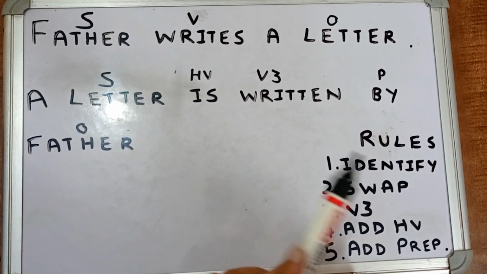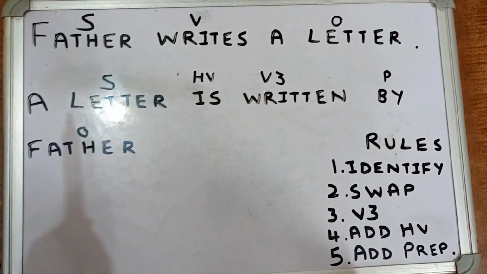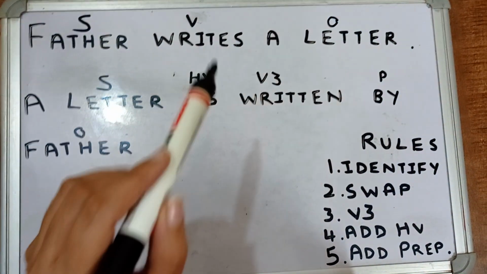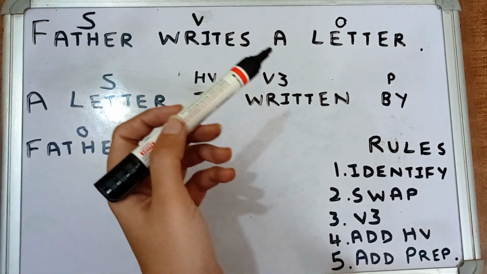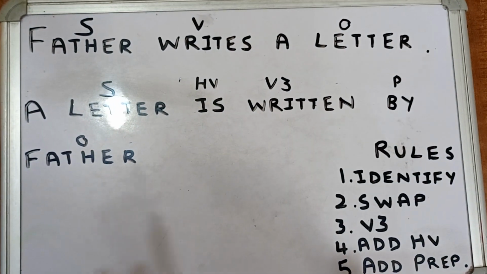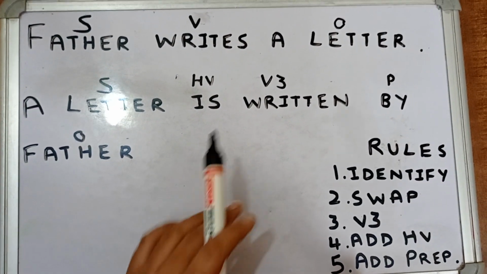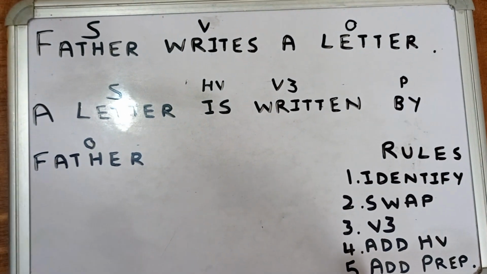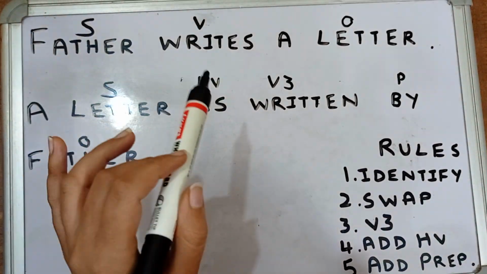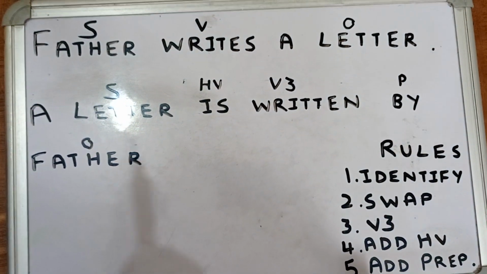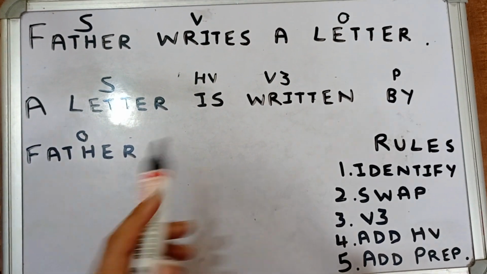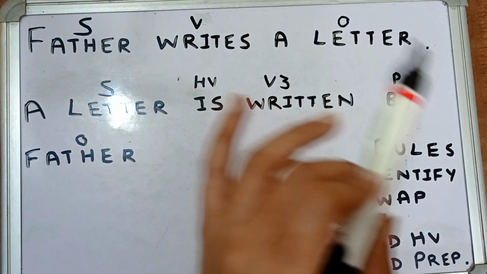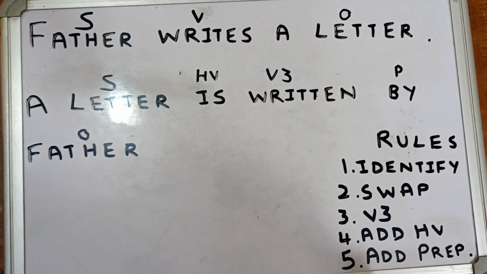Number one is to identify. Identify the subject, the object, and the verb. Here, the subject is father. Father writes a letter. So, we're talking about the father. The letter is the object here, and since the father is performing an action, writes becomes the verb here. The first step is already done as we have identified the subject, verb, and the object.